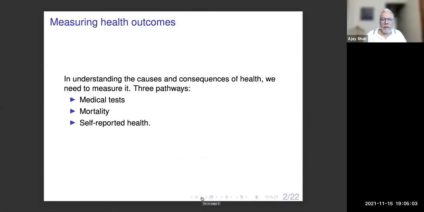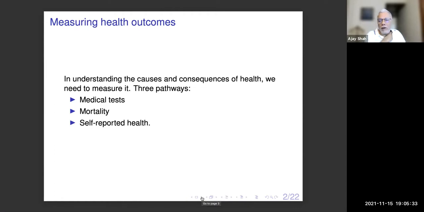In the field of health, one of the most important pieces is the measurement of health. We are very interested in what causes health. We are very interested in the consequences of health. But for that, there are 3 pathways through which that is done. One strategy is to do careful, thorough medical tests upon a person. And as you can imagine, this is difficult to do.